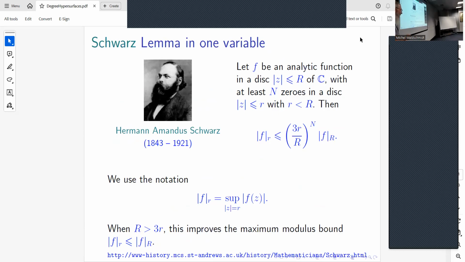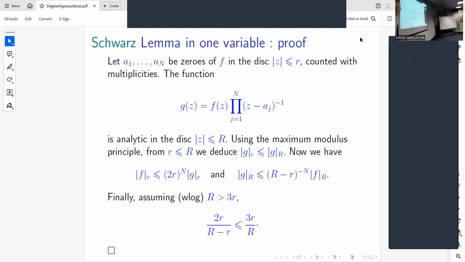So this lemma plays an essential role in transcendental number theory. The proof of the Schwarz lemma in one variable is very easy, because we use the fact that if alpha_i is a root of f, the product of (z minus alpha_i) will divide f, and we use the maximum modulus principle for f and g. So the lemma is very easy, but this is in one variable.